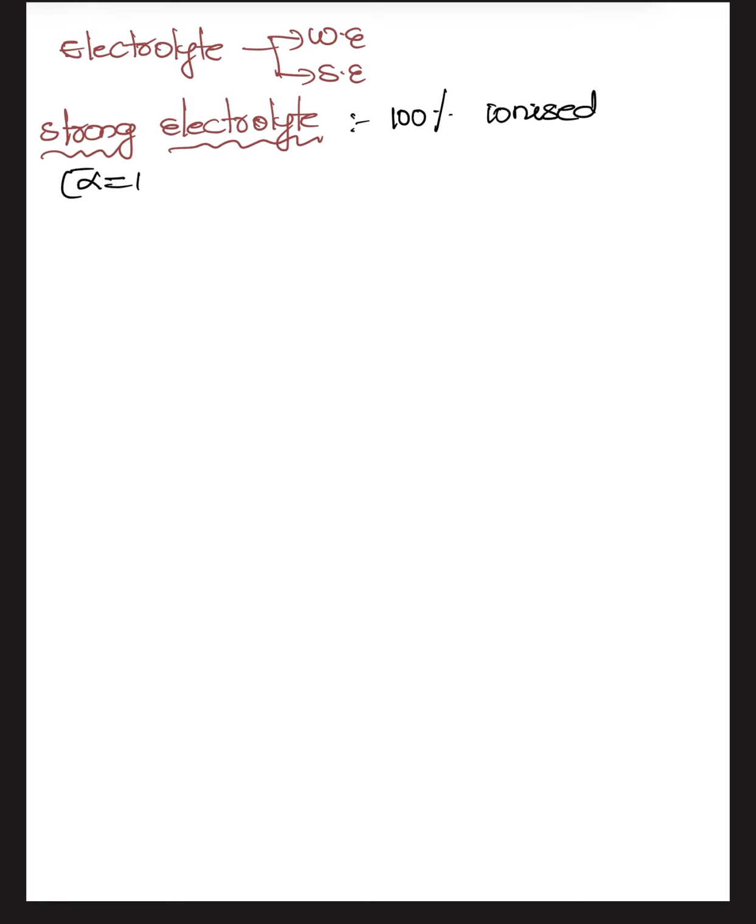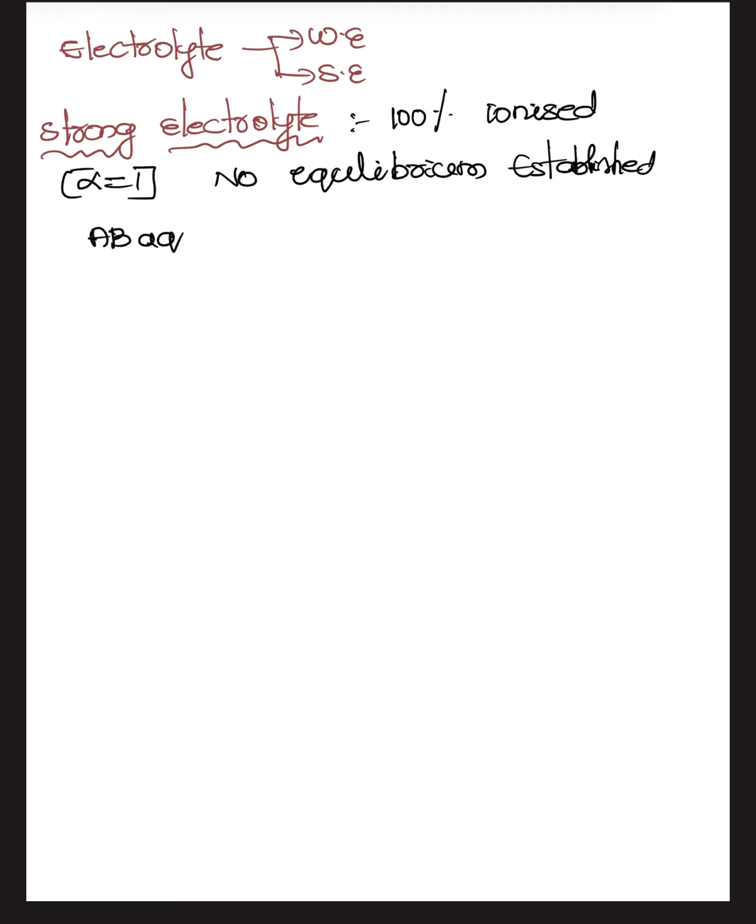In this chapter, we call the degree of dissociation alpha. It tells us how much is dissociated. When alpha is 1, it is completely dissociated. That's what we have to understand. For this type of strong electrolyte, no equilibrium is established.